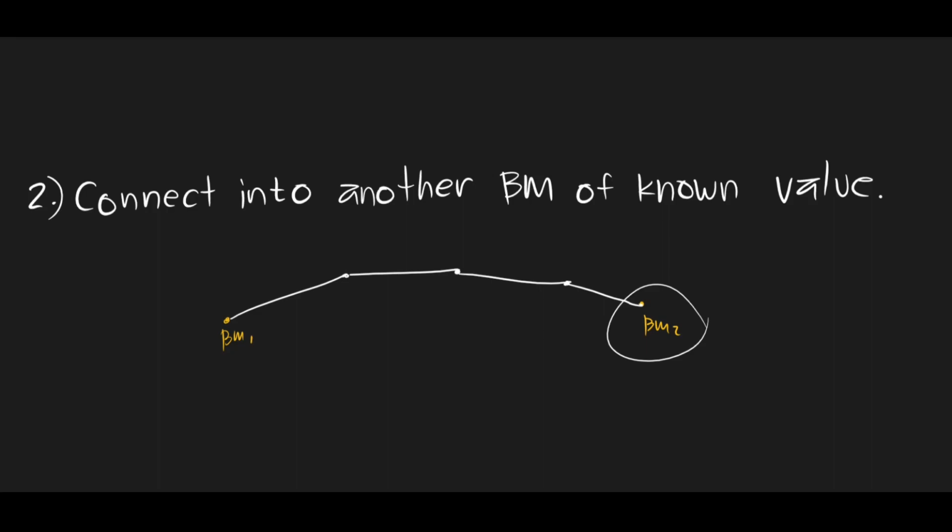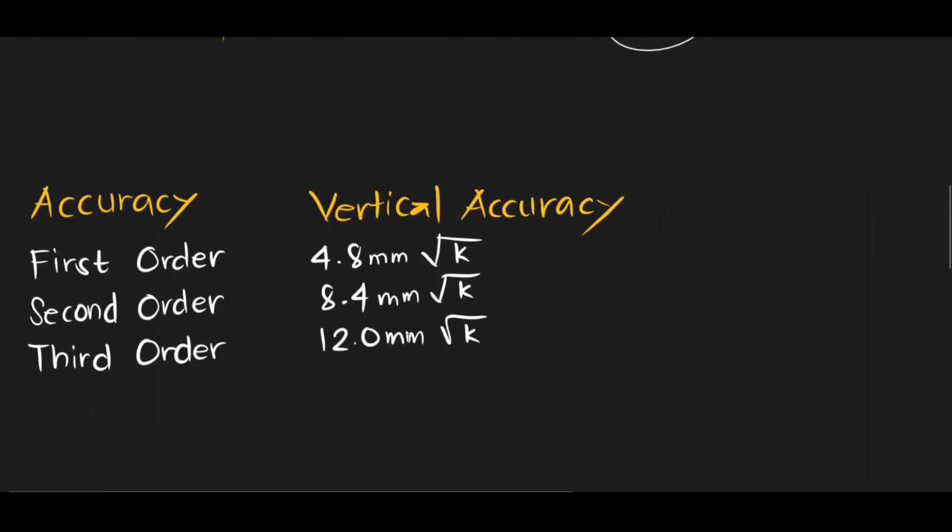If it does not fall within certain accuracy standards, then you definitely have to redo your leveling. So what are these accuracy standards? Let's go here. We have first order, second order, and third order. First order is the most accurate, followed by second order, and then third order.